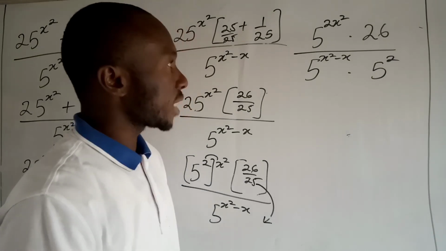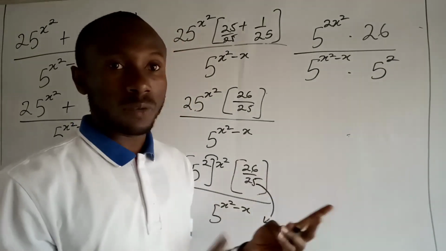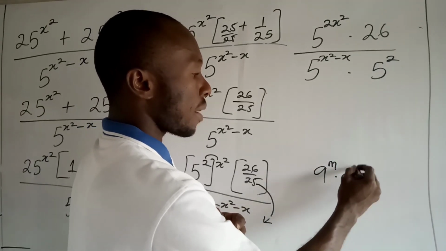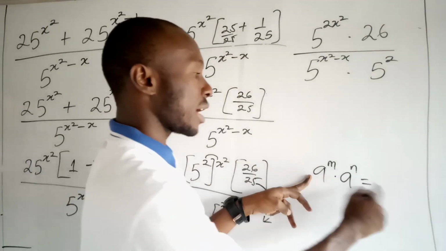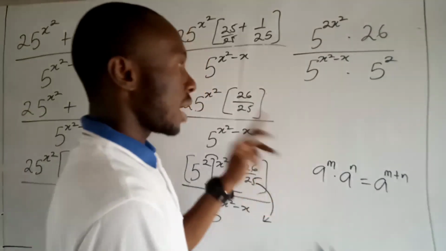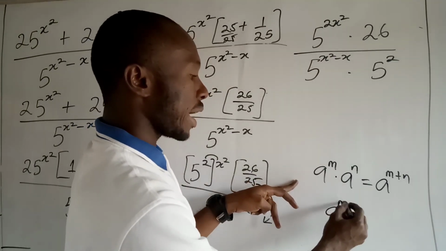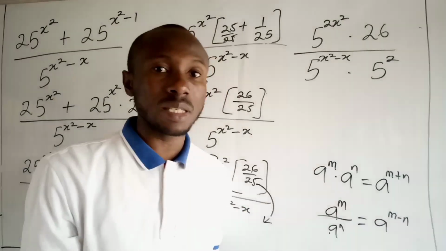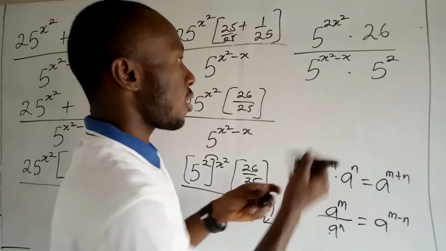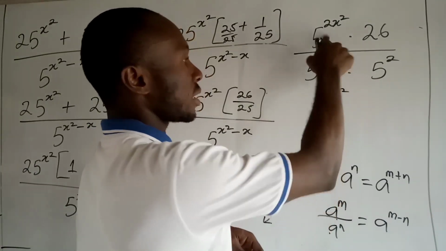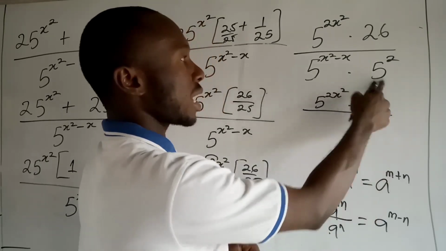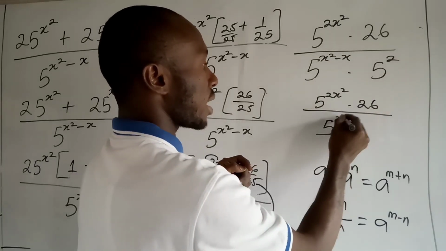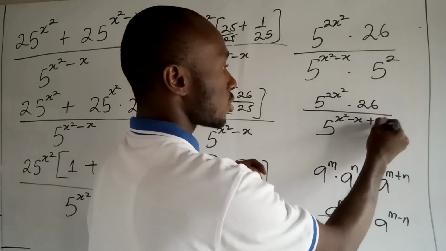Very good. So the next thing you want to do from here, you apply the laws of indices that says if you have a to the power m times a to the power n, of course when they have the same base, you add their exponents. So you have a to the power m plus n. And of course when they are dividing, a to the power m upon a to the power n, it's going to be a to the power m minus n. So these are the basic laws of indices, which I'm going to apply right here. So I'll have 5 to the power 2x squared in the numerator times 26 all over, you can see they are both having the same base and they are multiplying. So I'll take one of the base and I'll add their exponents. So I have x squared minus x plus 2.